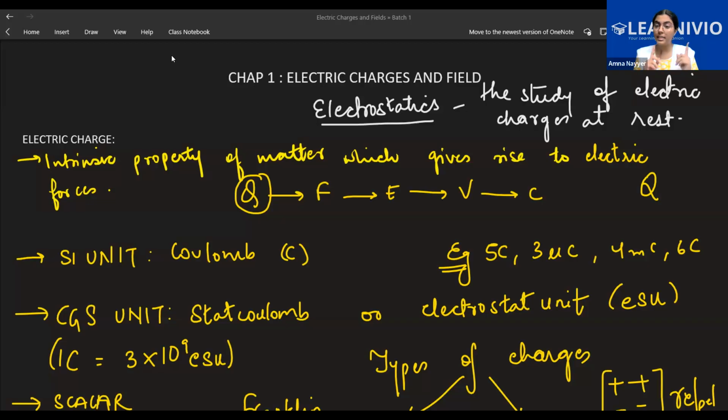And we saw that electric charge is a scalar quantity, and that there are two types of charges, positive and negative. Basically, like charges repel each other and unlike charges attract. So any doubt till here, Ali?